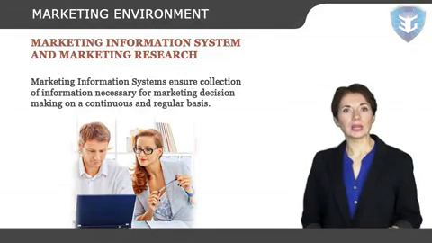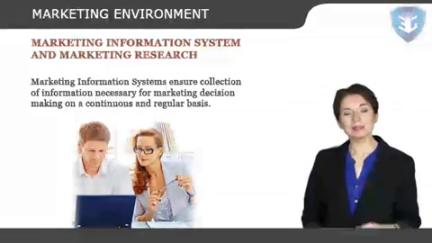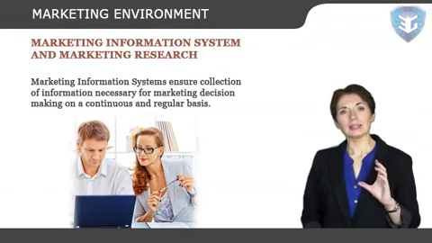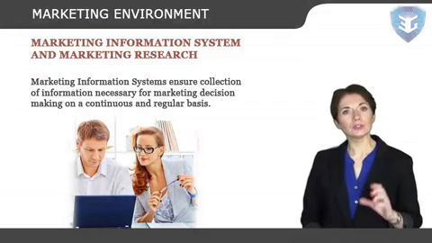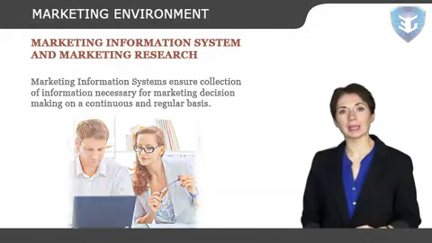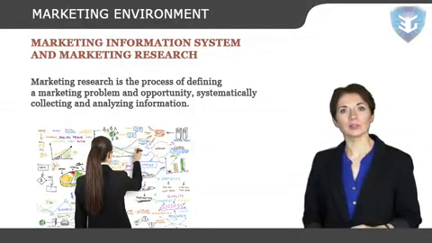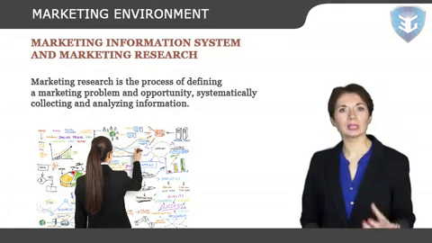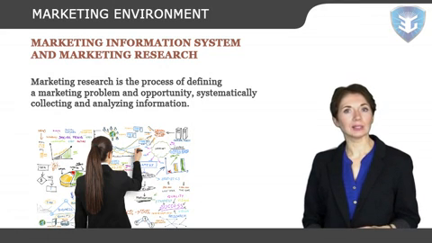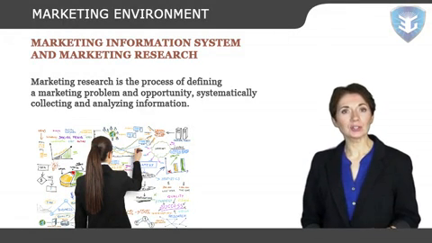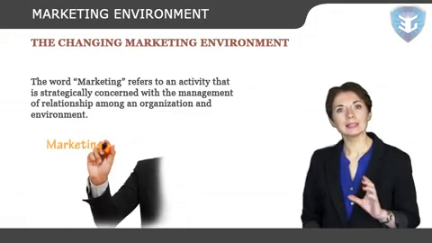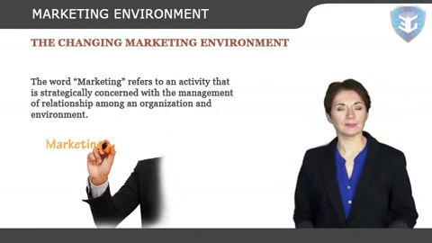A marketing information system, or MIS, consists of people, equipment, and procedures to gather, sort, analyze, evaluate, and distribute needed, timely, and accurate information to marketing decision makers. Marketing research is the process of defining a marketing problem and opportunity, systematically collecting and analyzing information, and recommending actions to enhance an organization's marketing activities. Let's now learn about the changing marketing environment.